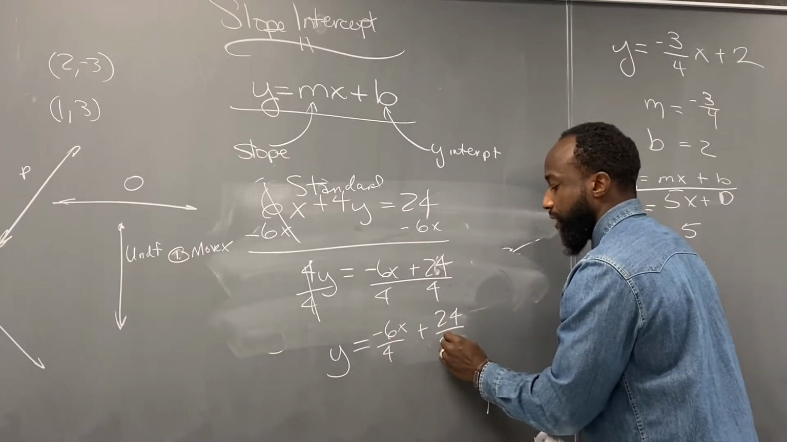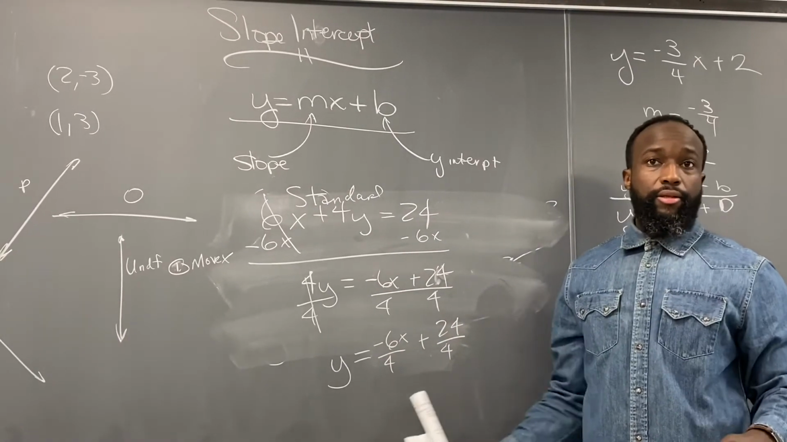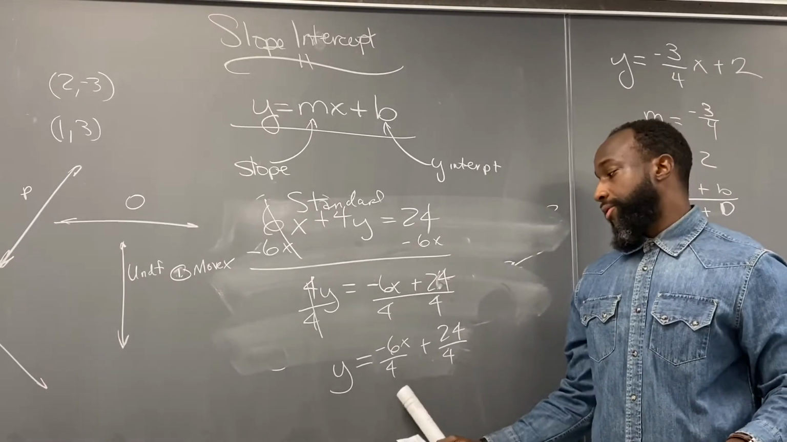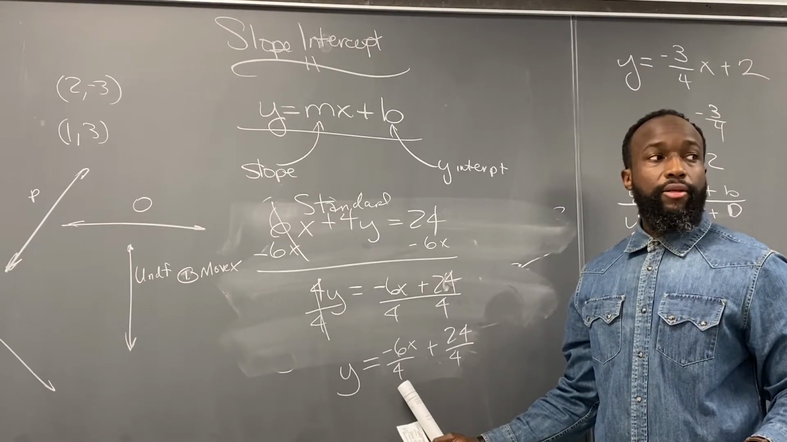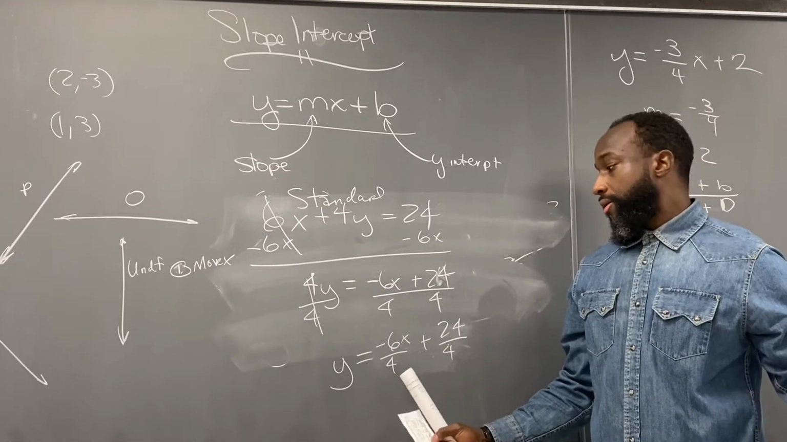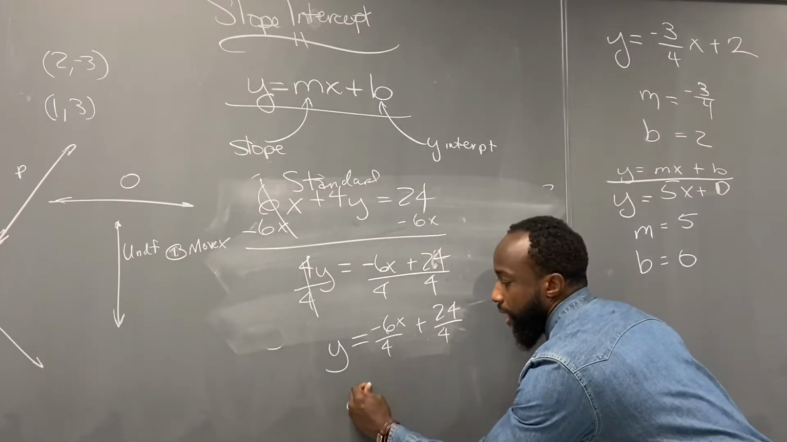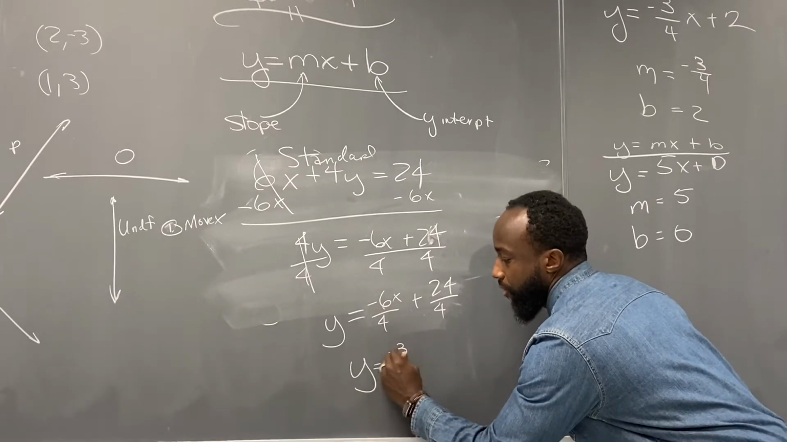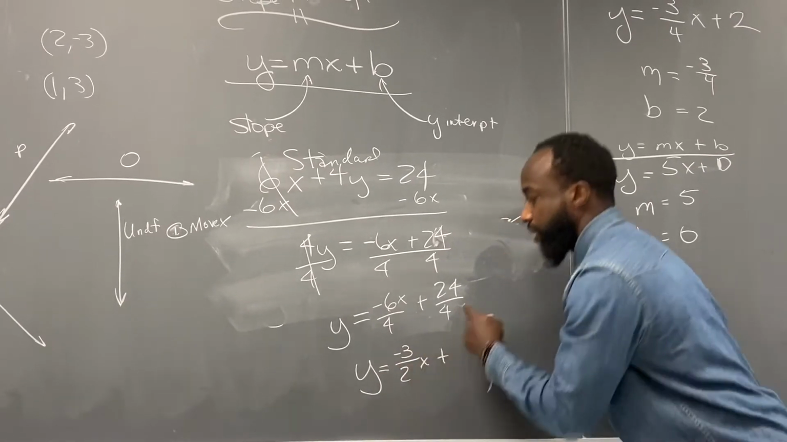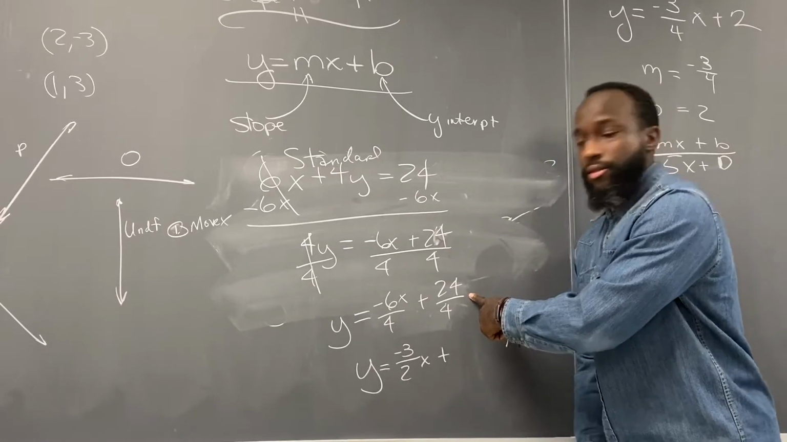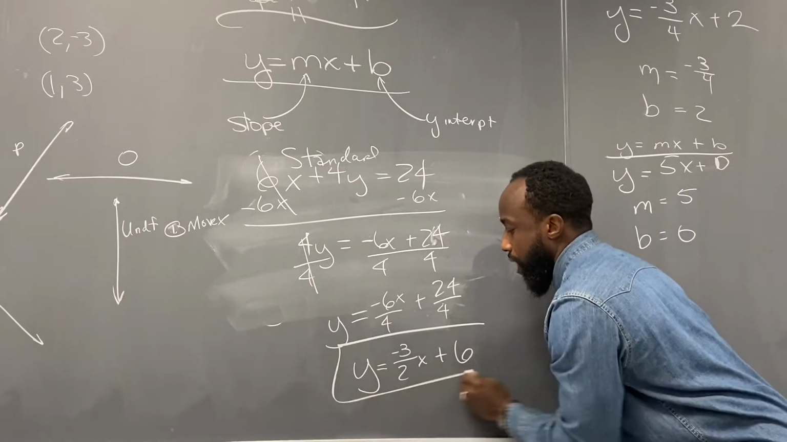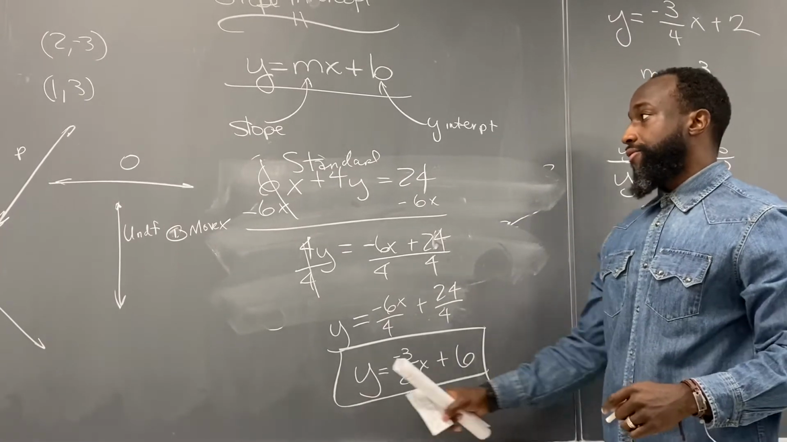Can we simplify this? Can we reduce this? What will we reduce this to be? Not 2/3, but 3/2. So you'll have y equals negative 3 over 2x plus 6. Now it's in slope-intercept form.